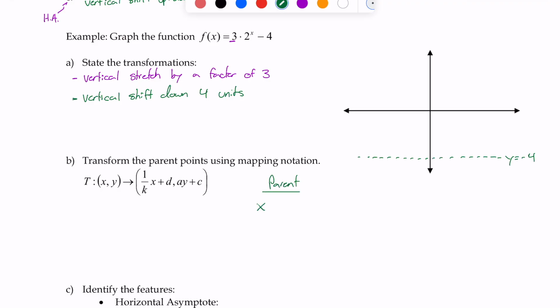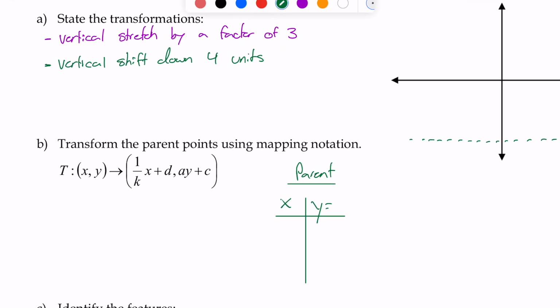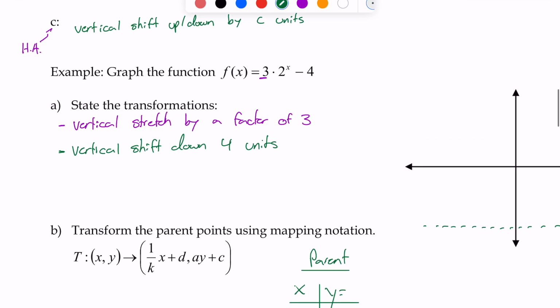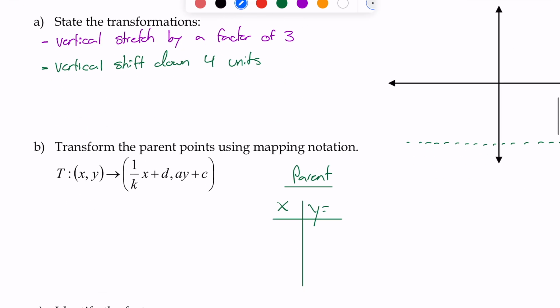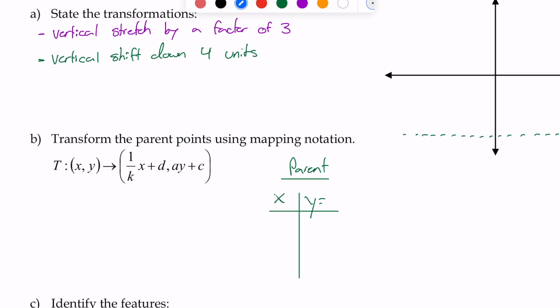In order to do mapping notation, we need to know points from our parent function. So let's get some x and y coordinates from our parent function. But what is the parent function? The parent function is the function that has no transformations. So we've stated our 2 transformations. If I get rid of them, we can see that your parent function, the one that has nothing to it, would be f of x equals 2^x. Our parent function is y equals 2^x.